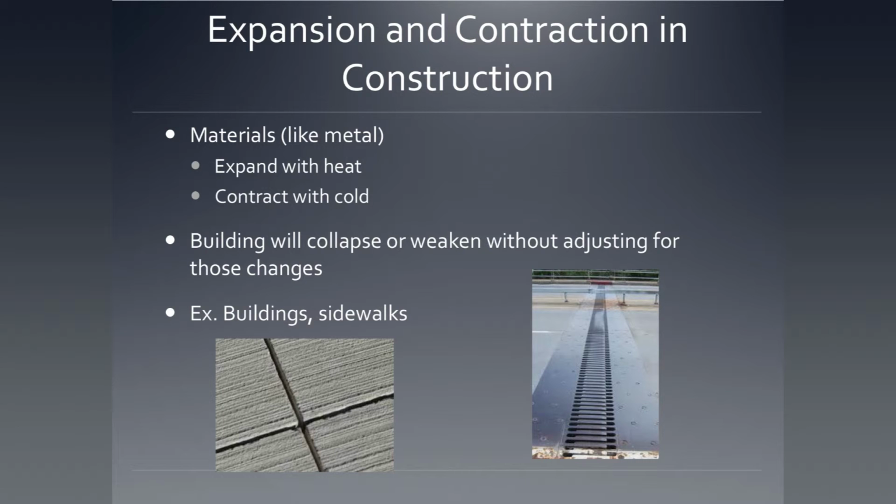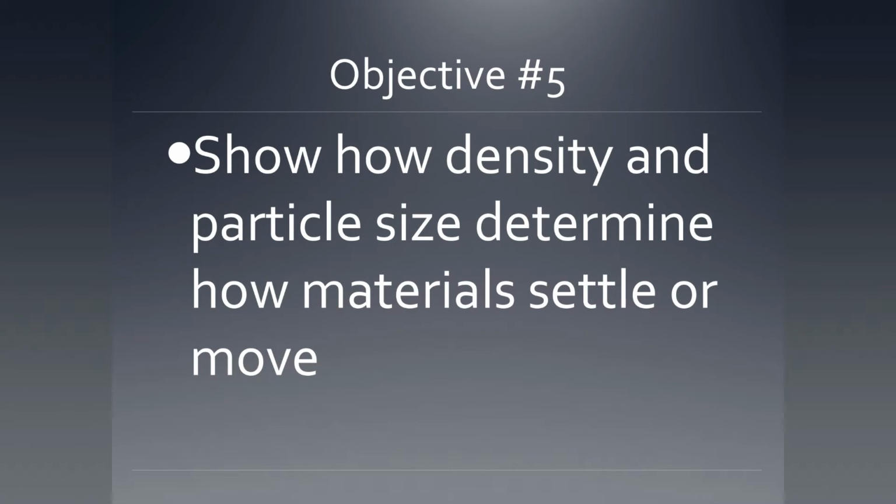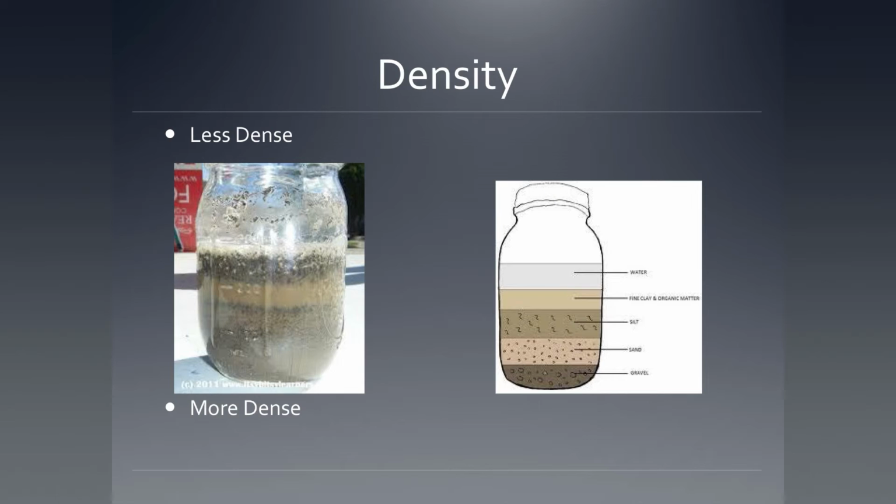Pretty basic. Objective number 5 is to show how density and particle size determine how materials settle and move. Now in the real world, there's a lot of overlap and a lot of mixing. Some things are very easy to determine, and others it's a combination. So let's look first at density. In general, more dense at the bottom, less dense at the top. Here's a picture of the soil lab that may help you remember.